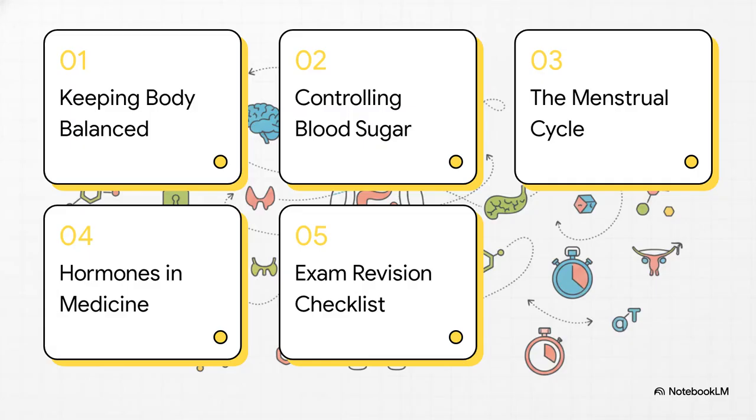So here's the plan. We'll kick things off with the big picture, how your body keeps everything balanced. Then we'll zoom in on two huge examples, blood sugar and the menstrual cycle. After that, we'll check out how this stuff is used in the real world of medicine, and finally, a rapid-fire checklist to make sure it all sticks.